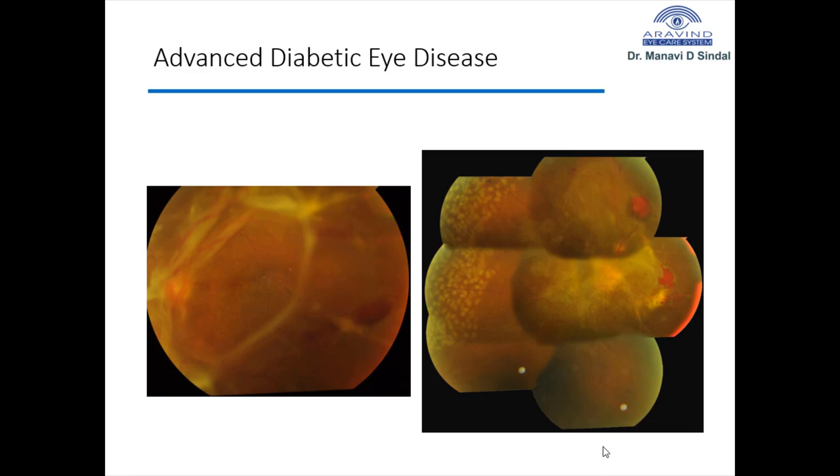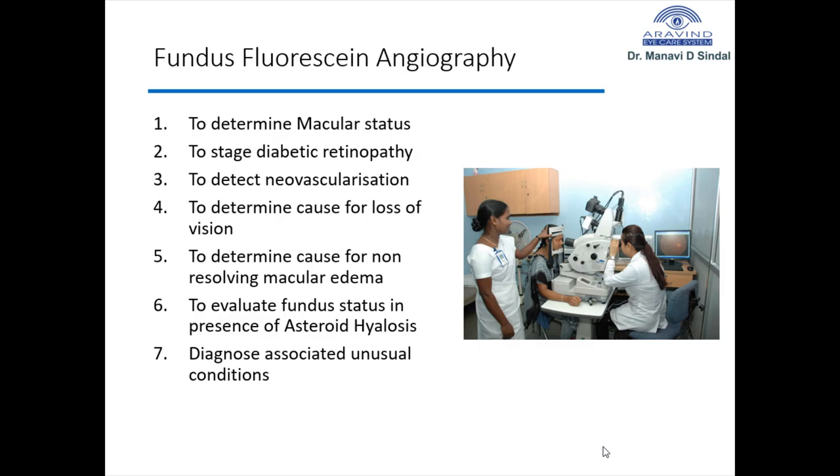Now, there are various investigative modalities that we use to determine what is happening in the retina in patients with diabetic retinopathy. One of the most important is fundus fluorescein angiography. Herein, we inject the fluorescein dye, which is an iodine-based dye, in the antecubital vein, and look at the circulation or the flow of the dye through the retinal blood vessels by a fundus camera capturing images using special filters, which captures the fluorescence of this dye.